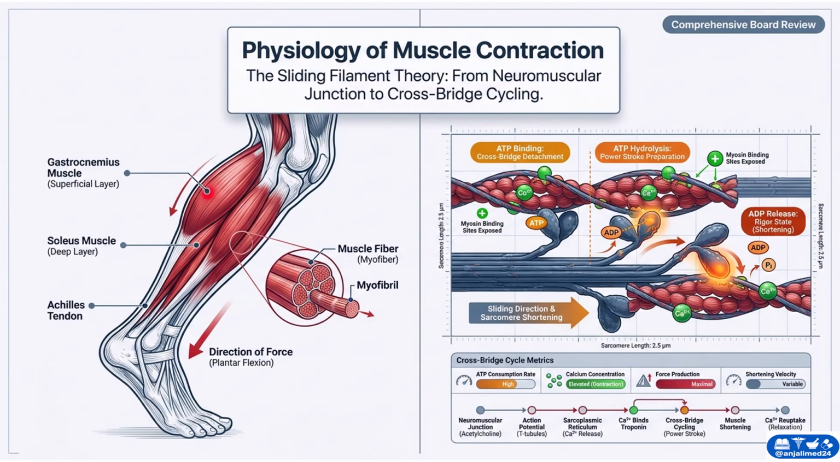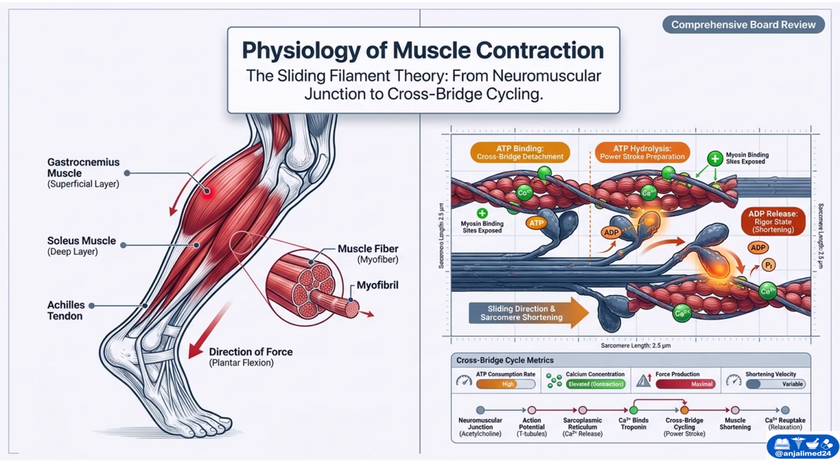Next comes the power stroke. The myosin head pivots, pulling the actin filament inwards towards the center of the sarcomere. During this step, ADP and inorganic phosphate are released, and mechanical force is generated.